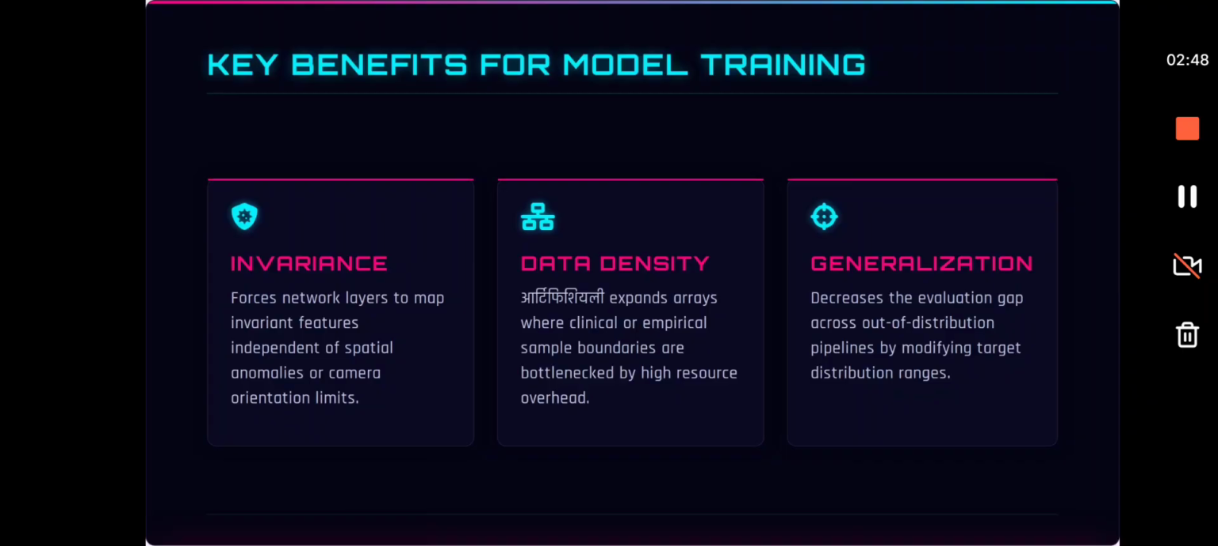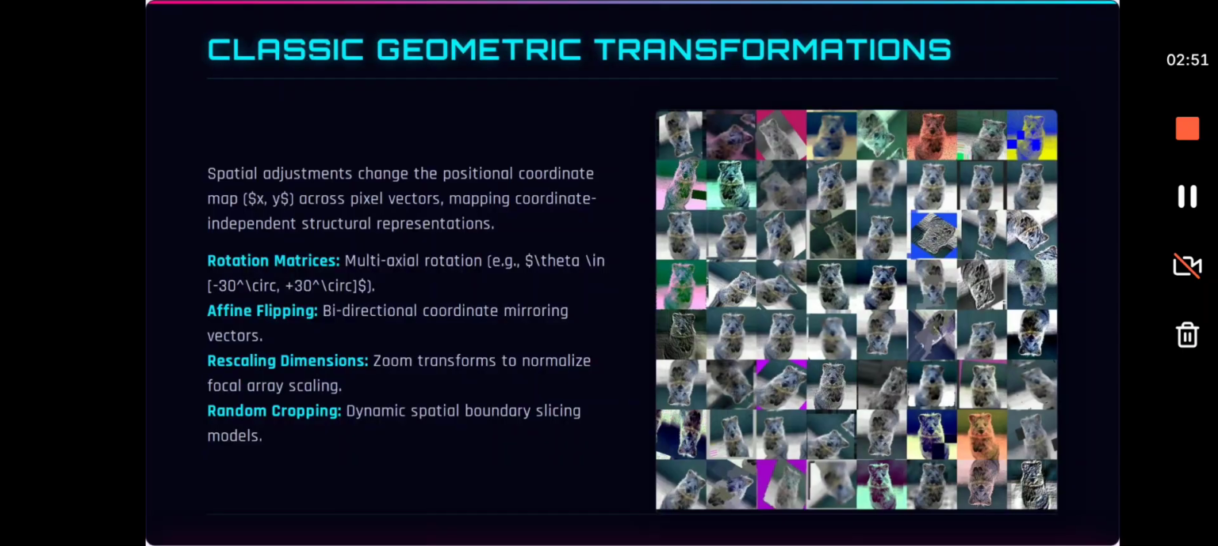Next, let us explore some classical geometrical transformation techniques used in data augmentation. Geometric transformations modify the spatial structure of an image while preserving the semantic meaning. One common method is rotation. The image is rotated within certain angle ranges so that the network learns orientation-independent features. Another technique is flipping, where images are mirrored horizontally or vertically. This helps the model understand symmetrical patterns.